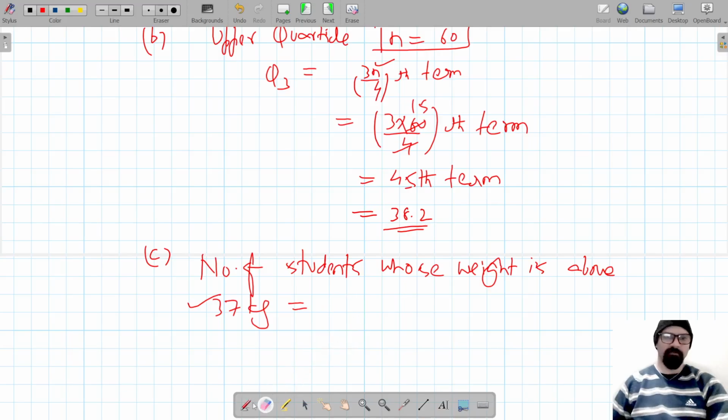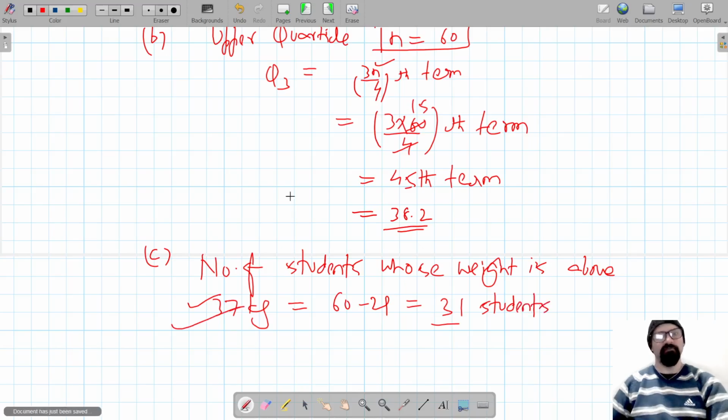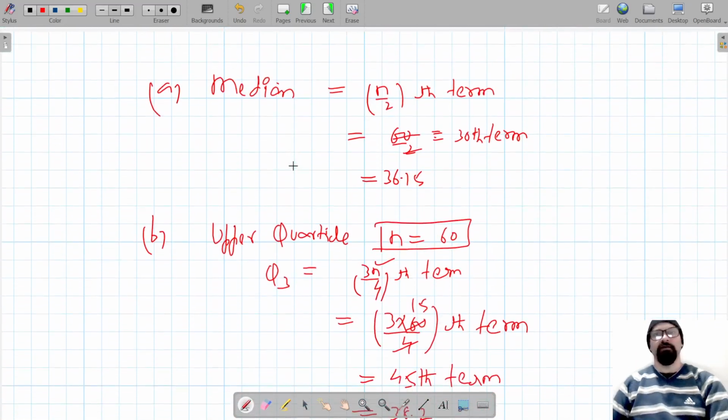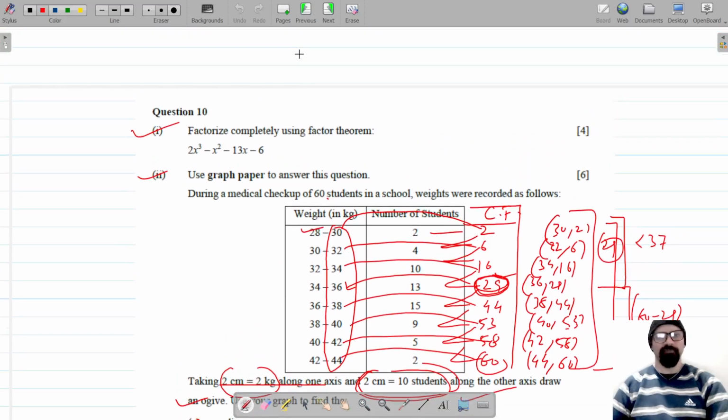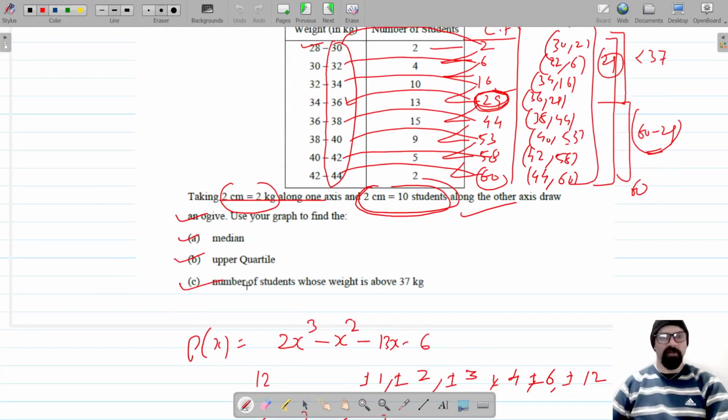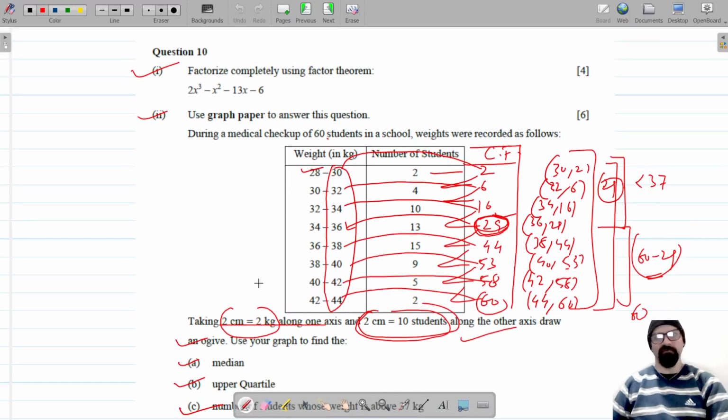So this is 60 minus 29, which gives me 31. So 31 students have weight above 37 kg. With this, we are finished with this set. We are done with the median, upper quartile, and the number of students whose weight is above 37 kg.